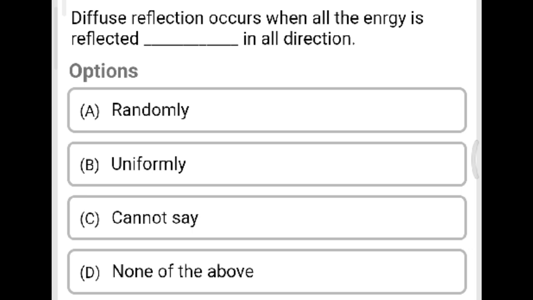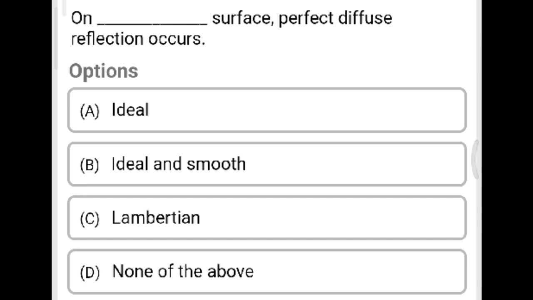Next question. Diffuse reflection occurs when all the energy is reflected dash in all the directions. Option A randomly, option B uniformly, option C cannot say, option D none of the above. The correct answer is option B uniformly. Next question. On dash surface perfect diffuse reflection occurs. Option A ideal, option B ideal and smooth, option C Lambertian, option D none of the above. The correct answer is option C Lambertian.